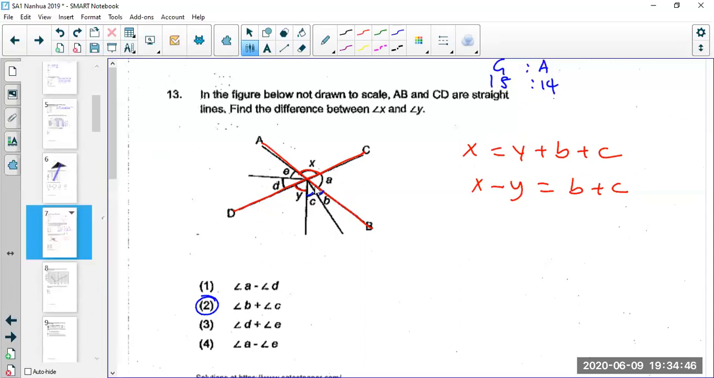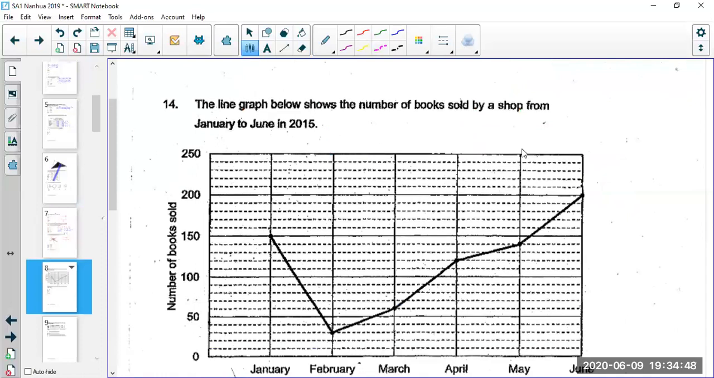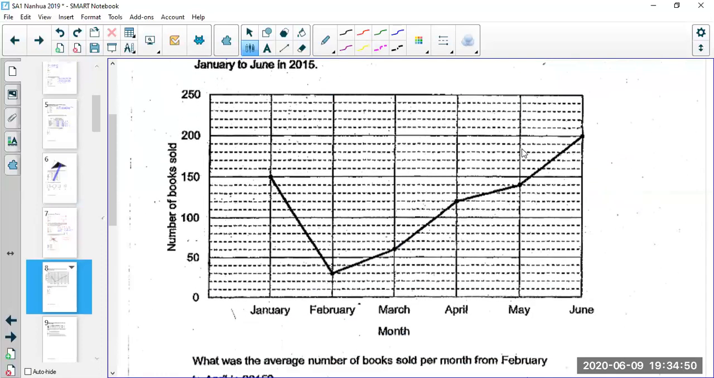Next one, question 14. The line graph shows the books sold by a shop. So you need to put the numbers on top. Count the gaps first. There are 5 units, which is 50. So 1 unit will be 10.